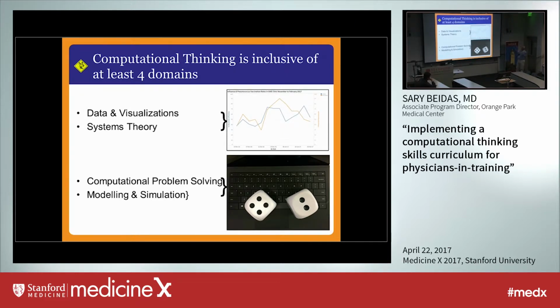So Weintraub put it back into 4 simple areas. I can't say they're simple, but into 4 simple things, classifying things so that we can actually begin understanding what this is all about. Data and visualizations, system theory, computational problem solving, which means solving problems from a computational sense. So the computer scientists understand this very well. But we as docs or nurses or students, we struggle through this. And then finally, modeling and simulation. And I'm going to focus on the graphic that is up there.